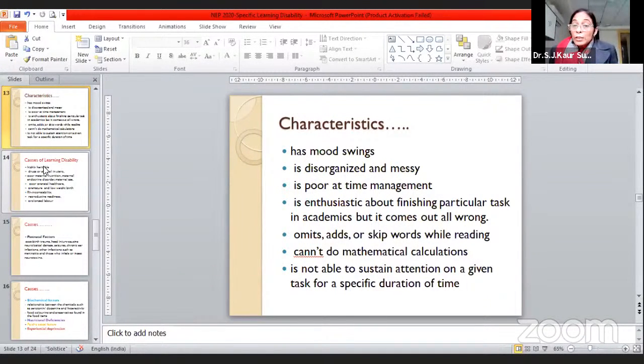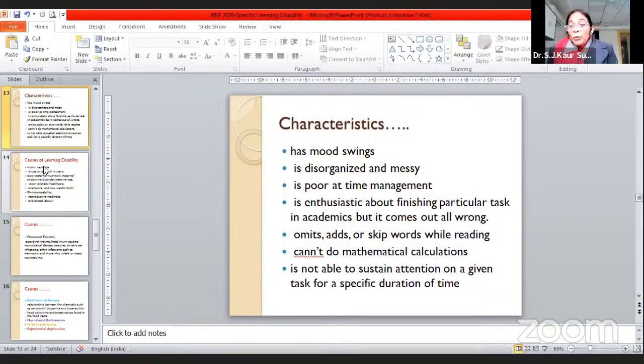They are enthusiastic about finishing a particular task in academics, but it comes out all wrong. If you give some work as a teacher in the class, they are the ones who will say, ma'am, I have finished it. They will raise their hand and be very enthused and come with the solved work, but not 90%, 100% is wrong, or maybe all wrong.